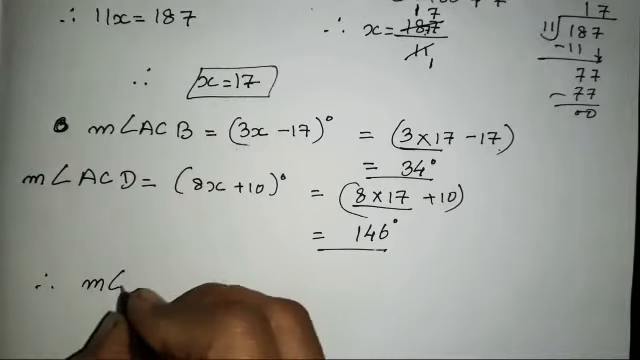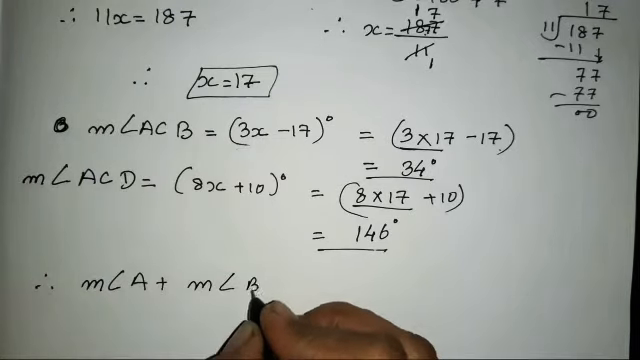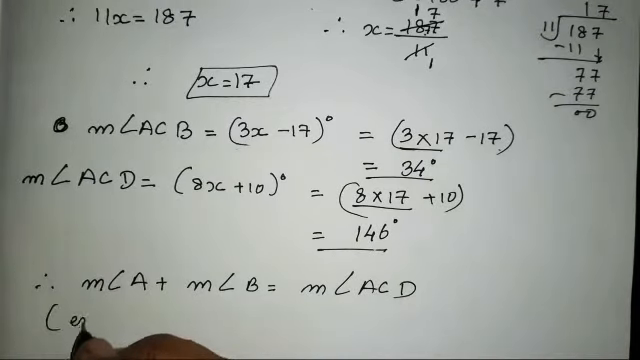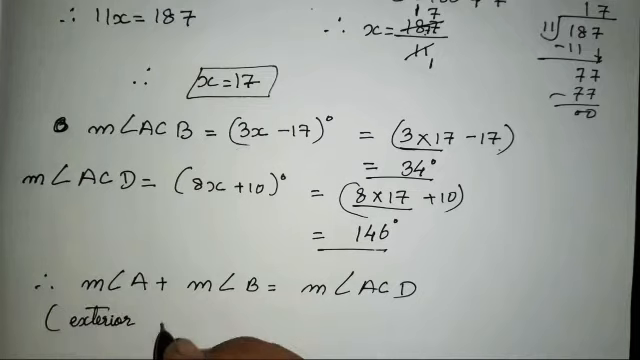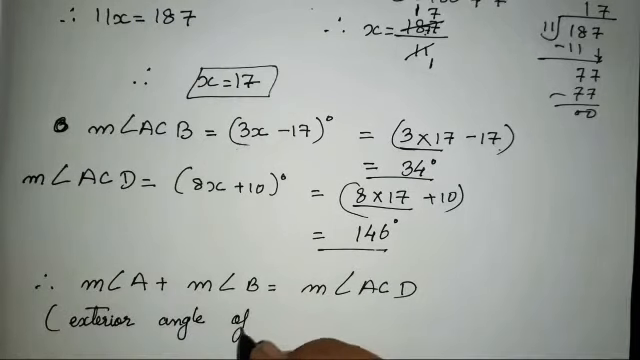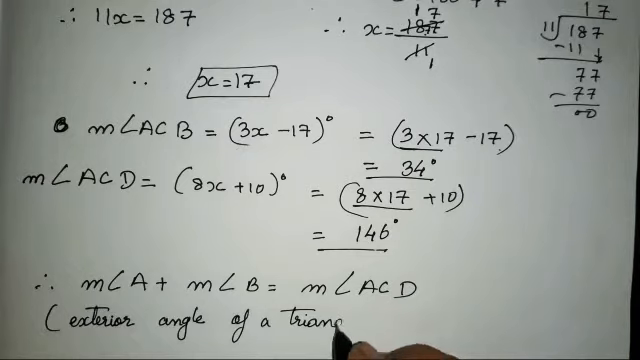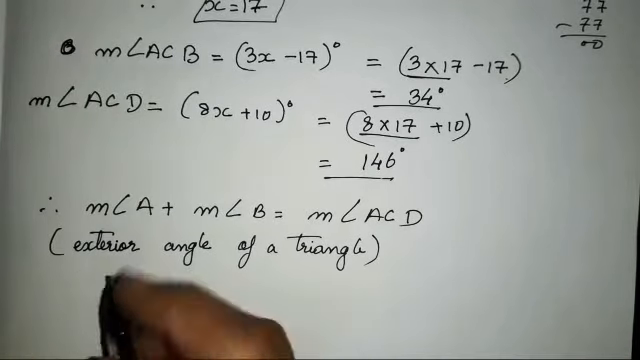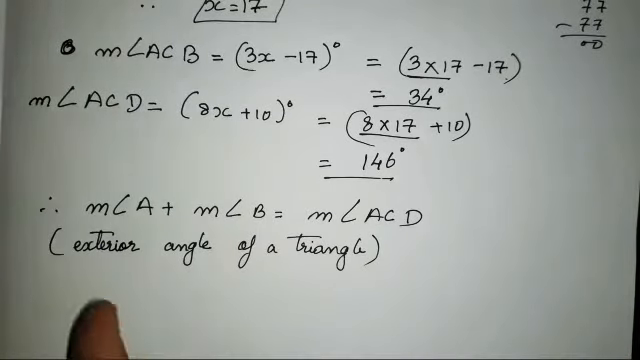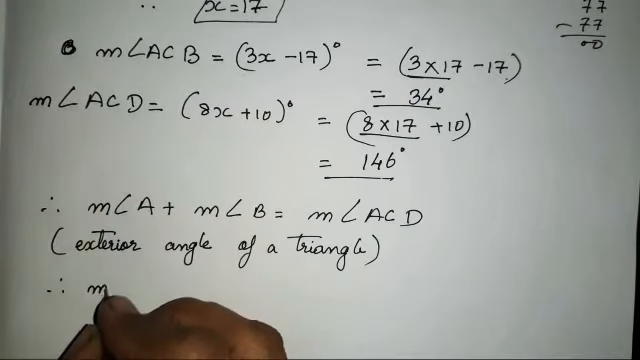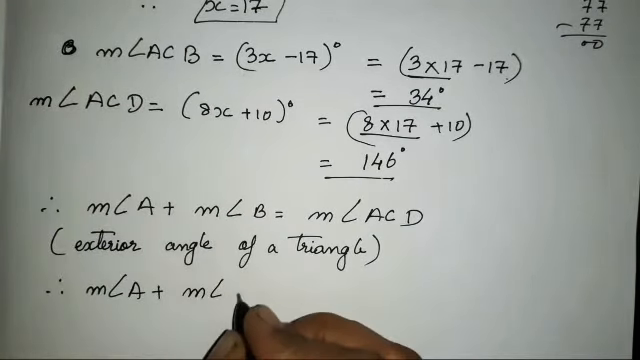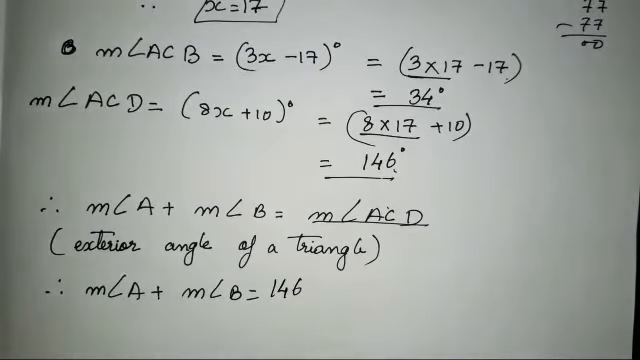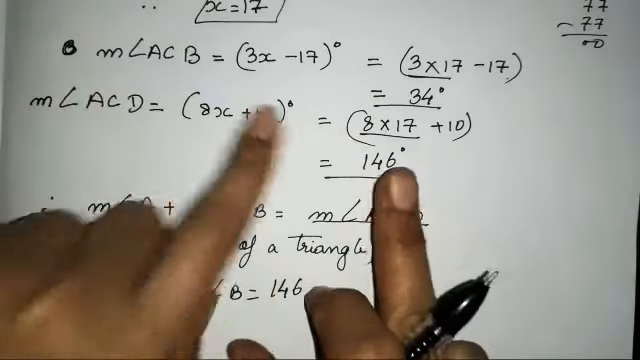Now measure of angle A plus measure of angle B is equal to measure of angle ACD. Where did this come from? From the property of the exterior angle of a triangle. Alright, so after this, whatever the measure we have got, A plus B is going to be the same. Therefore measure of angle A plus measure of angle B, how much did we get? This was 146, right? This was the measure of ACD.